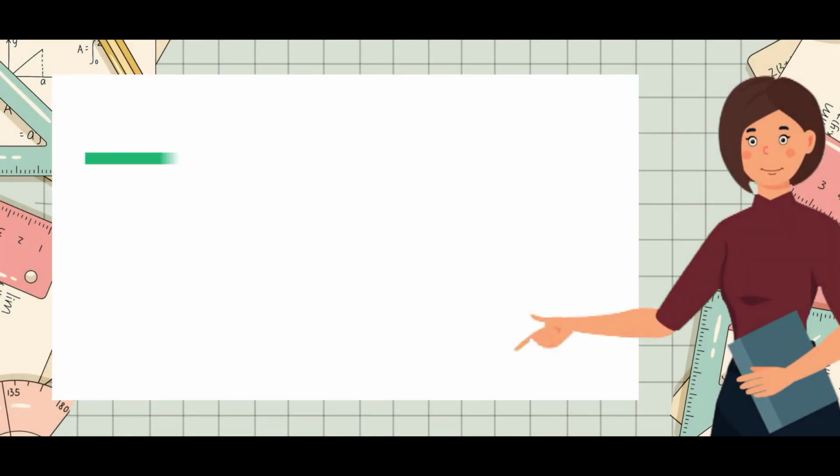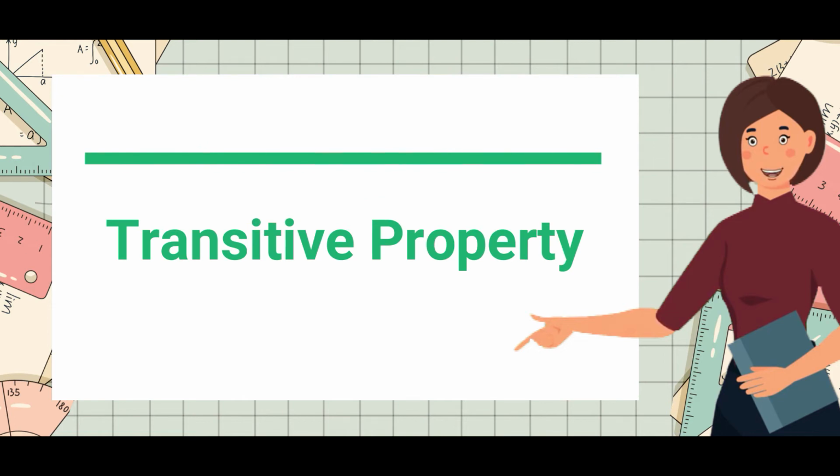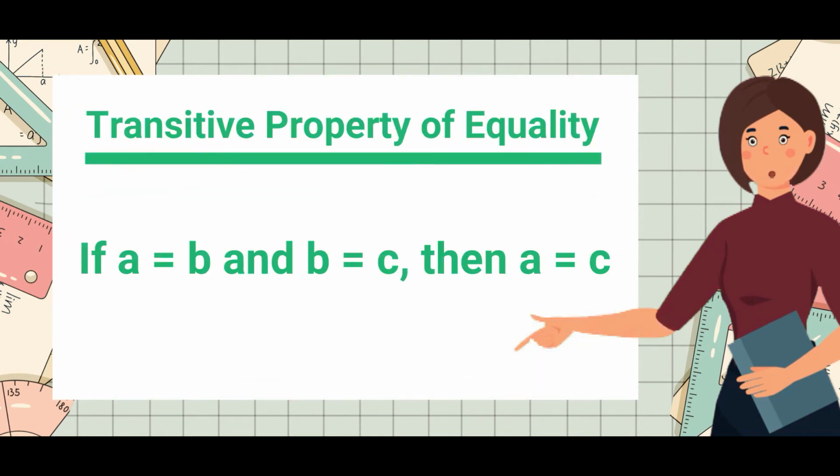Next, we have the transitive property. We have the transitive property of equality and the transitive property of congruence. The transitive property of equality simply states that if two numbers are equal to each other and the second number is equal to the third number, then the first number is also equal to the third number. So we have here, if A equals B and B equals C, then A equals C. That is according to the transitive property of equality.